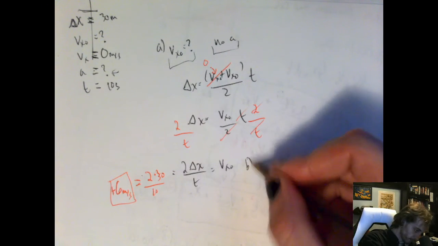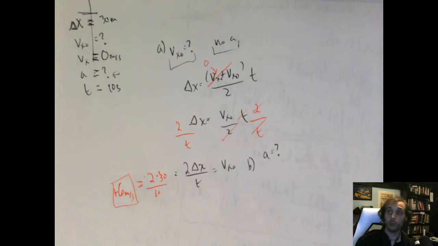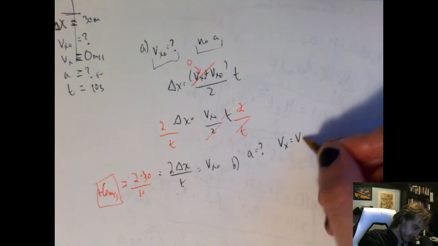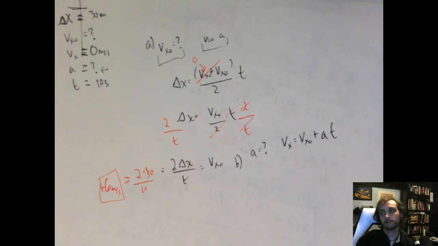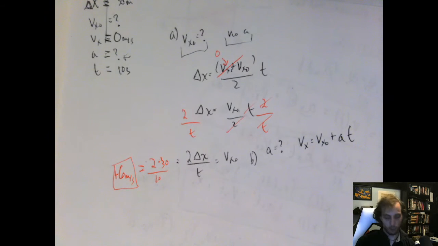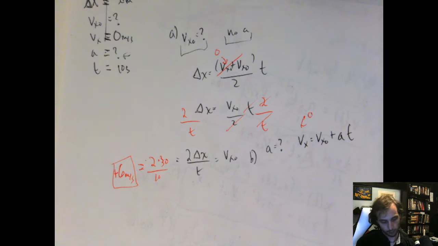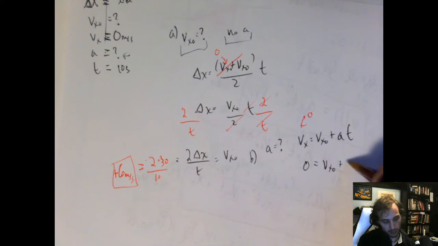For B, it's a very similar process. This time we're looking for acceleration. We have everything else, so it's, for me, easiest to just pick the equation that's got the least algebra involved, which is the first one. Our final velocity is equal to our initial velocity plus acceleration times time. If we want to get acceleration alone, again, it's a little easier if we plug in stuff that's 0. So 0 is equal to Vx naught plus AT.